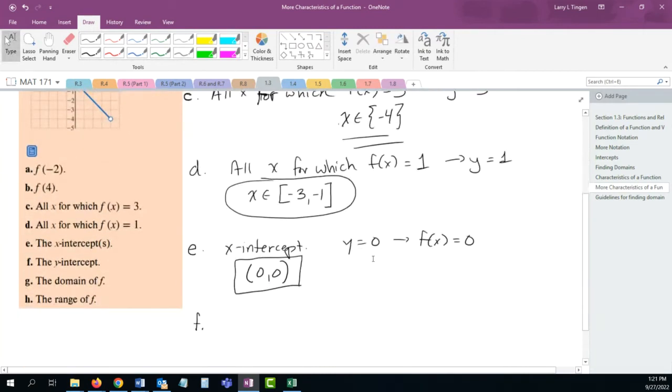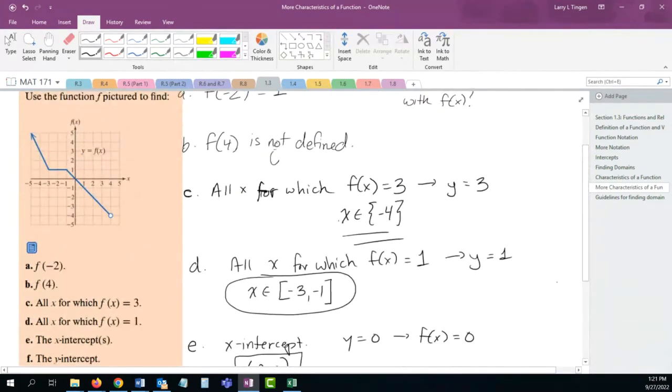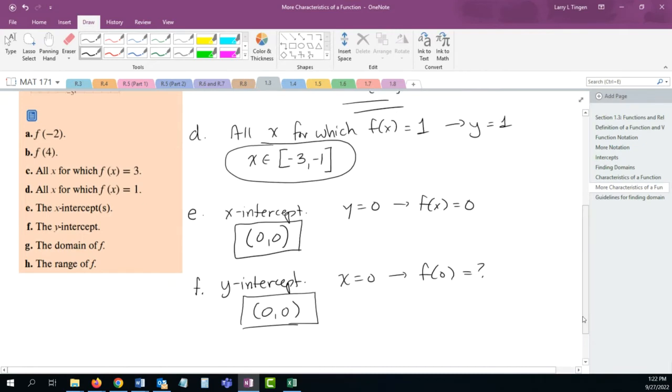So where's my y-intercept? Y-intercept is when x equals 0. Or in other words, f of x equals what? Okay. Well, where's the y-intercept? Well, I only get one of those, and it's the same place. This is the only time these are going to repeat. If you cross at the origin, then your x-intercept and your y-intercept are going to match. Okay, there may be more.